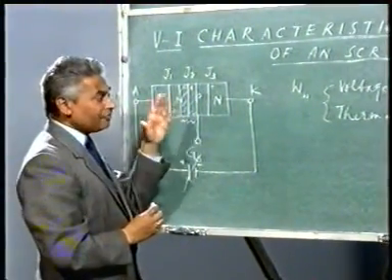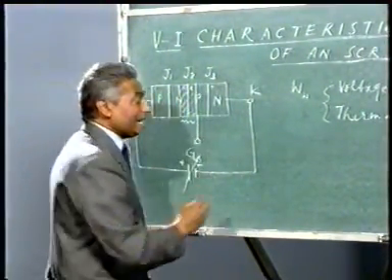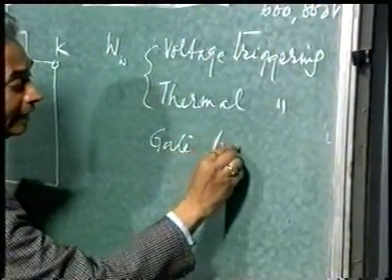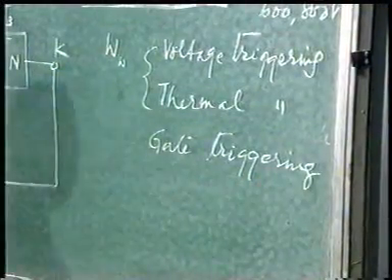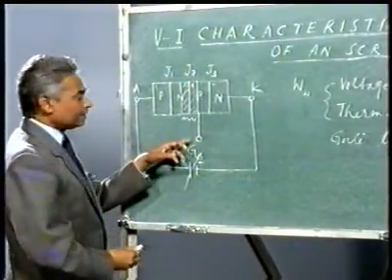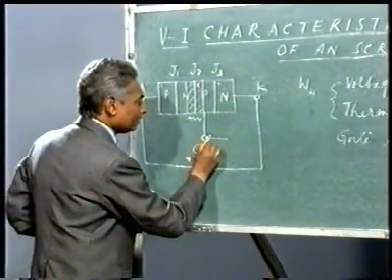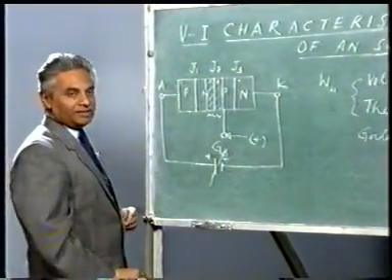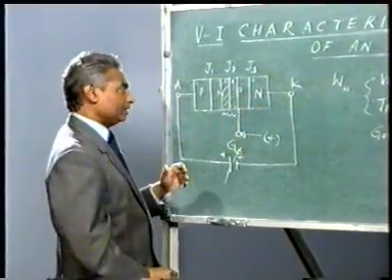Now there is another very popular method of triggering the device, which is known as gate triggering. Now you see the third terminal is the gate here, and if I give a supply here, and that should be positive with respect to the cathode. That means if it is positive with respect to the cathode, what will happen?